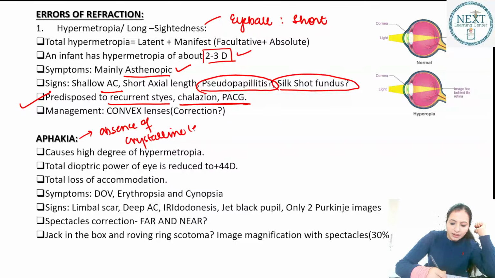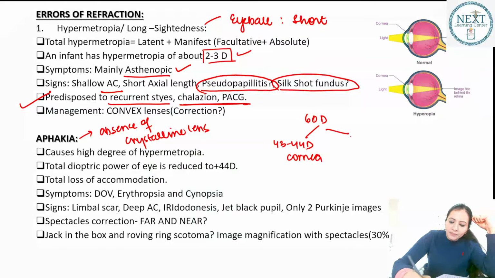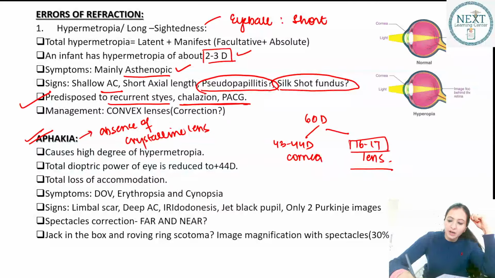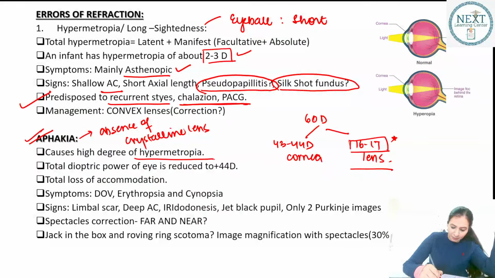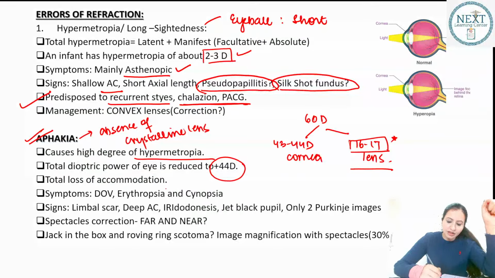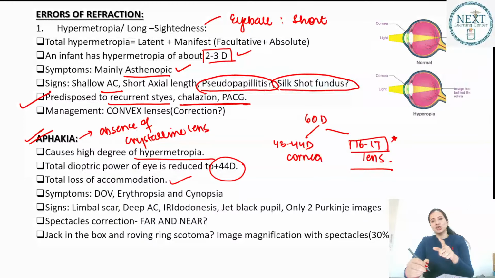Now we know that the total dioptric power of the human eye is 60 diopters, out of which 43 to 44 diopters is contributed by the cornea and 16 to 17 diopters is contributed by the lens. So whenever there is aphakia, this 16 to 17 diopter is absent. So it will lead to a high degree of hypermetropia. Power, I have told you, will be reduced to 43 to 44. There will be no accommodation, since accommodation also occurs via the crystalline lens.